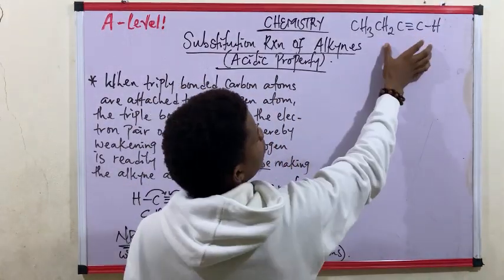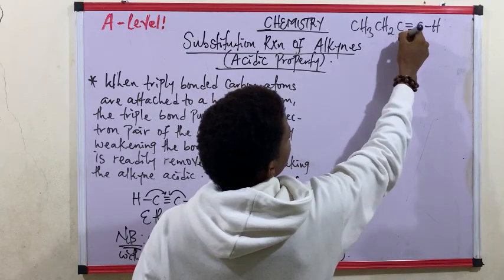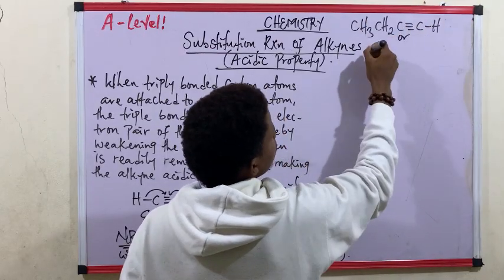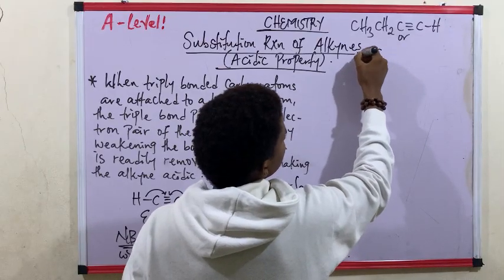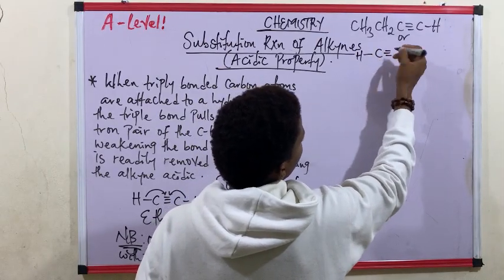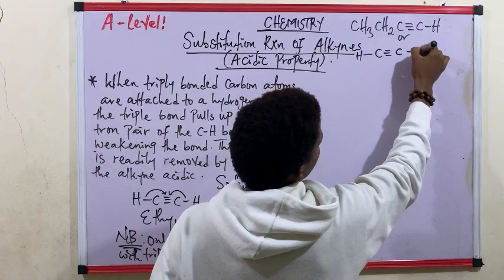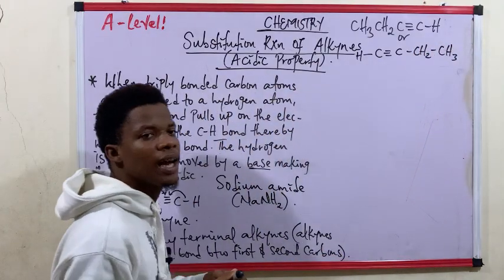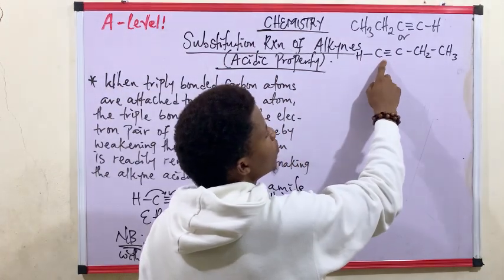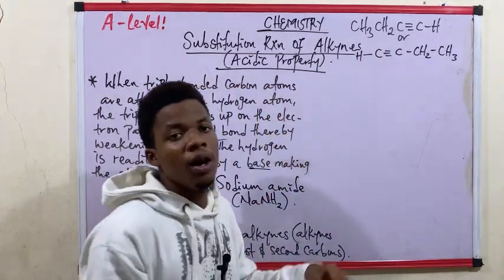Then sometimes we can also rearrange this. Alright, this is a terminal alkyne. You can also do this. CH, and I put triple bond, then C, then CH2, CH3. This is also a terminal alkyne because the triple bond is between what? The first and the second carbon at the left.